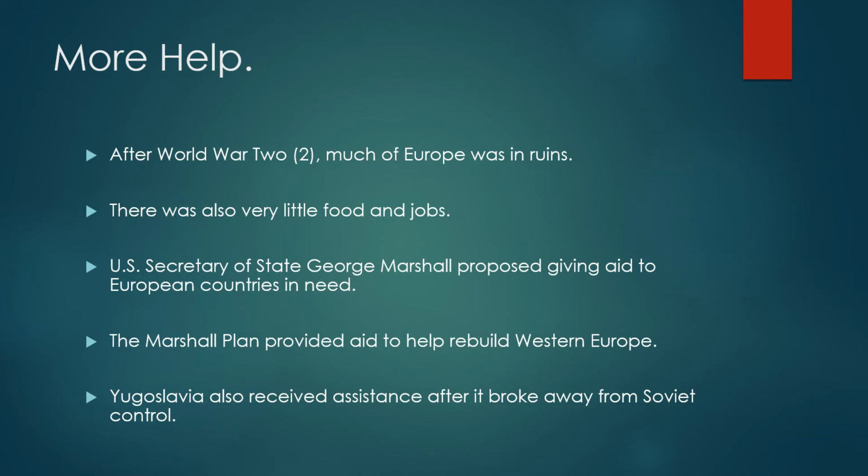And after World War II, much of Europe was in ruins, and there was very little food and jobs. We talked about that. U.S. Secretary of State George Marshall proposed giving aid to European countries in need. The Marshall Plan provided aid to help rebuild Western Europe. And Yugoslavia also received assistance after it broke away from Soviet control. So again, the idea is to help these countries rebuild, but it's also to stop these countries from falling into the plans of the communists, to support them and to keep these countries strong against any type of communist uprising or things like that.